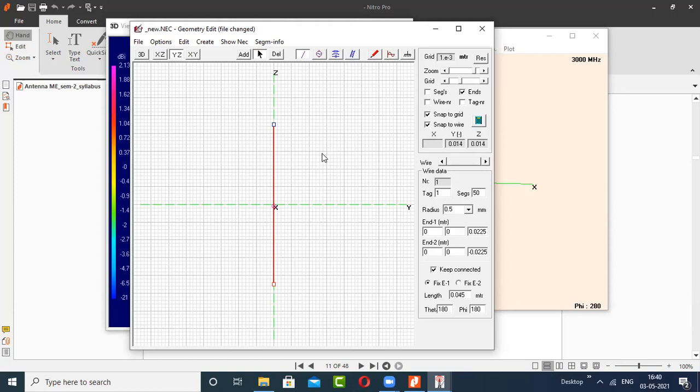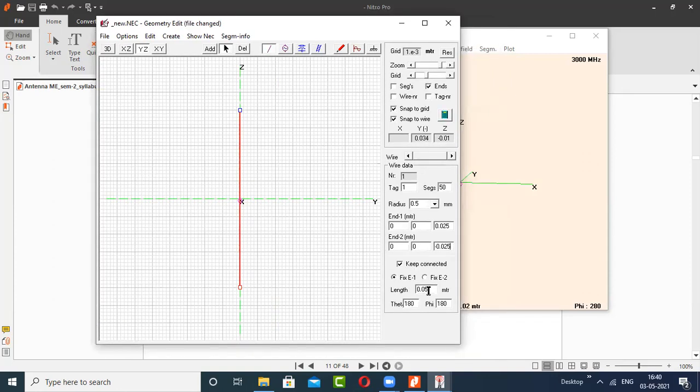I have reduced the antenna size by 5 mm. Total length is reduced by 5 mm, because earlier it was 25, right? So you can see the total length. It is visible here. This software is capable of showing you what is happening to the length.